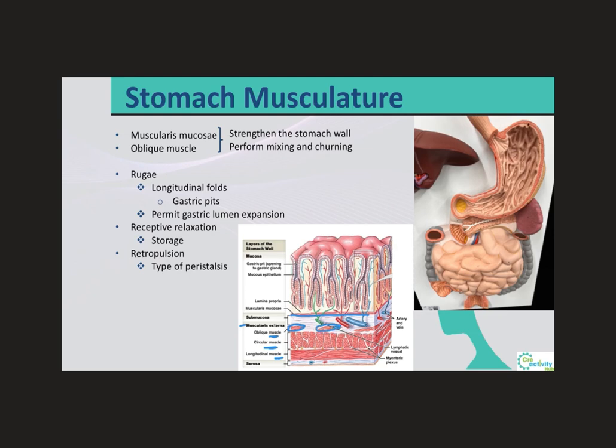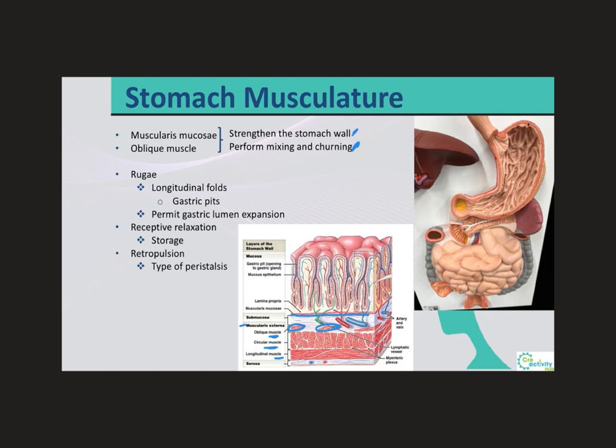And both these extra layers are going to be important because they will not only give strength to the stomach wall, but they will help to perform the mixing and the churning, which are very important to break down the chyme inside of the stomach. And why do you think it's important to have extra muscle layers in the stomach wall? Well, basically, for the nutrients to be able to be absorbed, they need to be broken down.